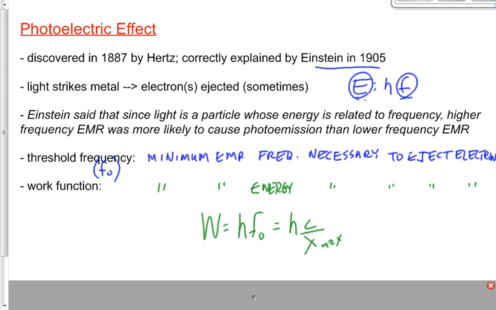Now, what are you going to measure this in, joules or electron volts? Well, usually whatever you want. The 6.63 value for Planck's constant gives you an answer in joules. The 4.14 value for Planck's constant gives you a value in electron volts.